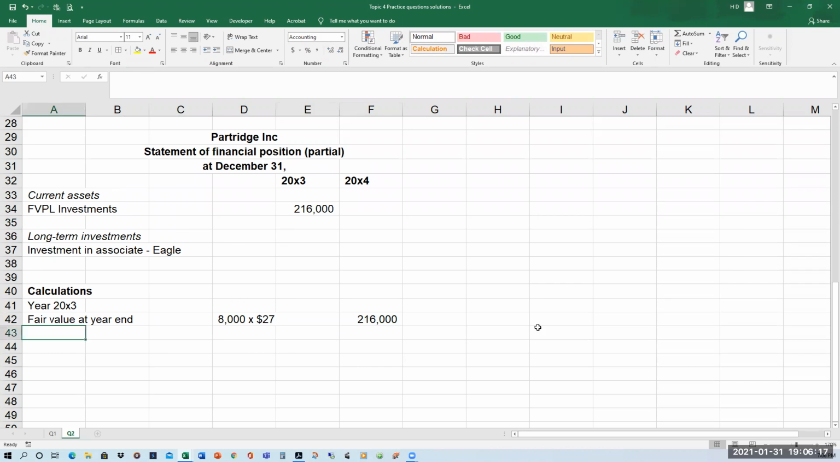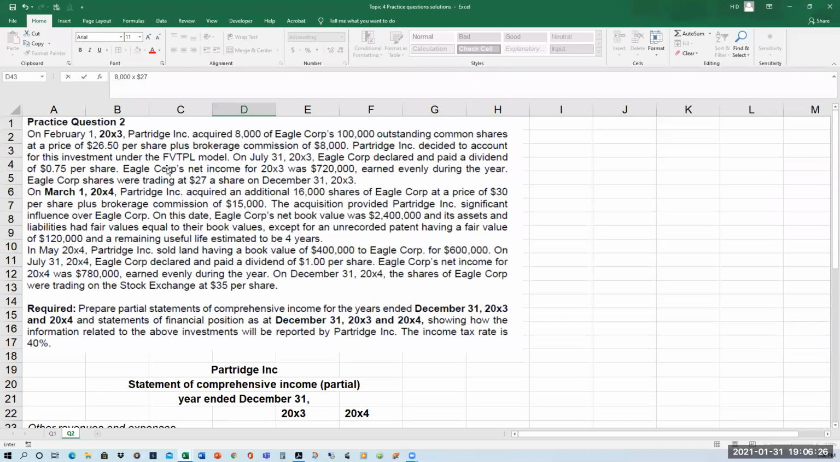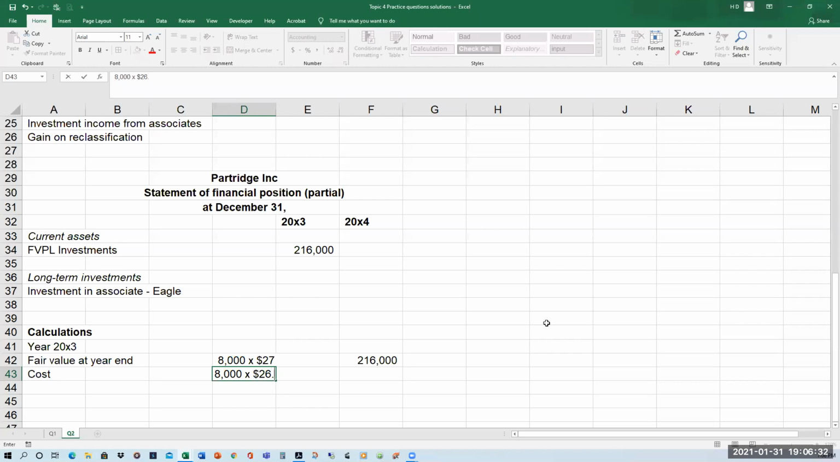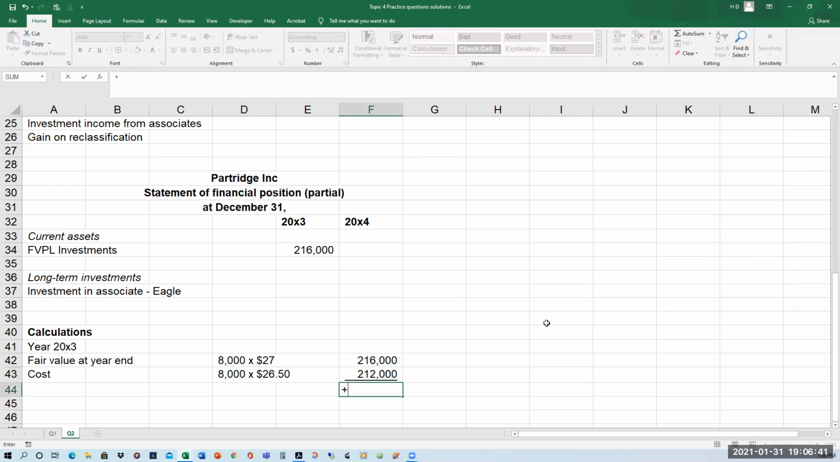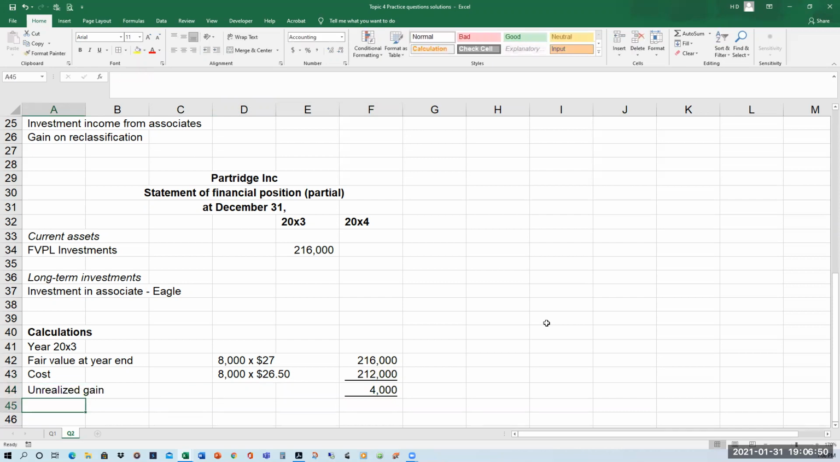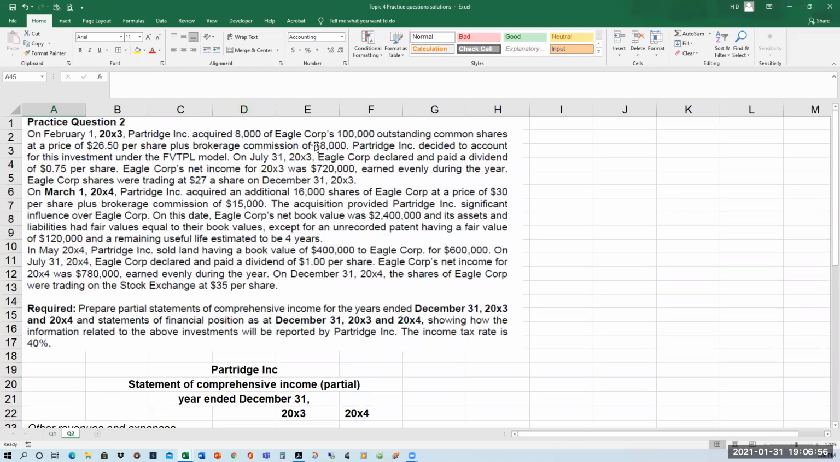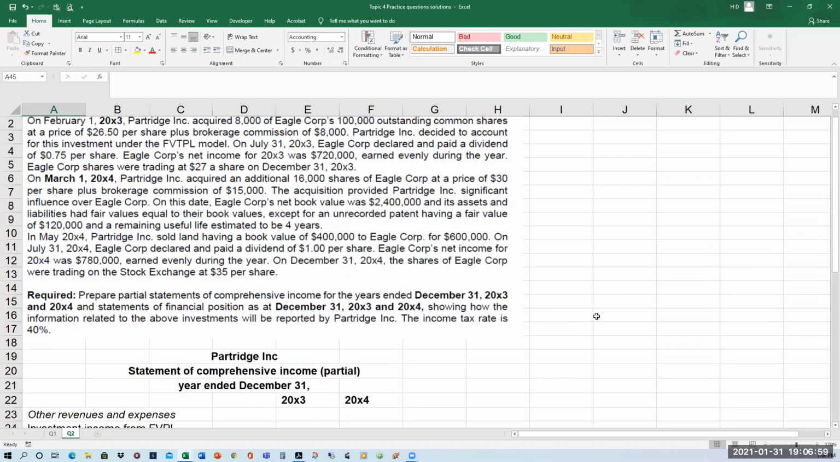Now, the cost of the investment: we had purchased this investment at $26.50, or $212,000. The brokerage fees under fair value profit or loss, you must remember, are expensed. So there was an unrealized gain of $4,000 for 2003. The brokerage commission was $8,000. That would be expensed.